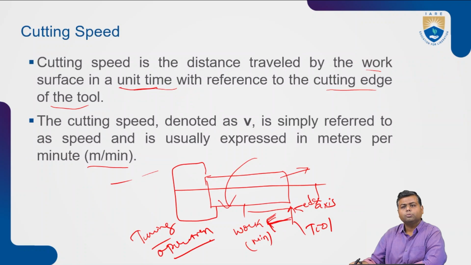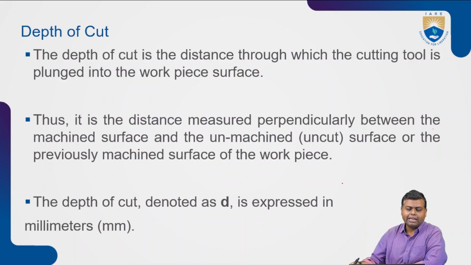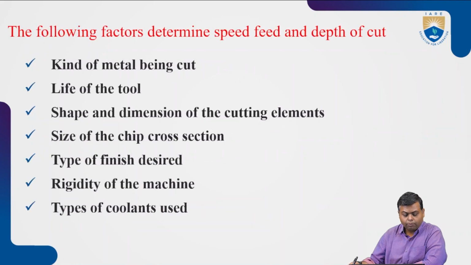So meters per minute stands for cutting speed, mm per revolution or mm per minute stands for feed, and depth of cut is generally expressed in terms of mm. Now, what are the factors which determine speed, feed, and depth of cut, which are very, very important? The factors which contribute to speed, feed, and depth of cut.